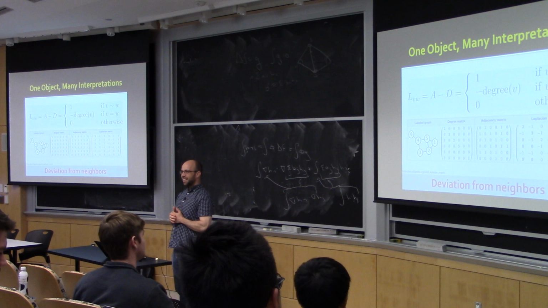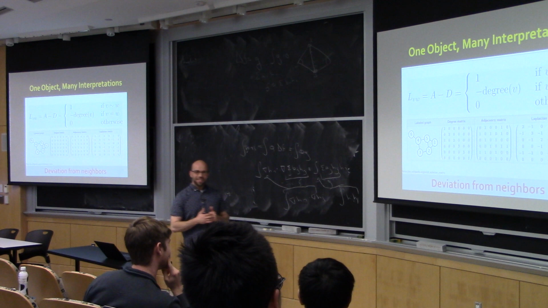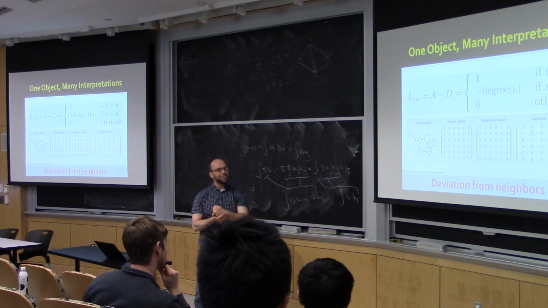We talked about the mean value property. It's basically saying that the Laplace operator is really taking the average of your neighborhood, comparing it to the value at the center, and telling you whether those are similar or not.